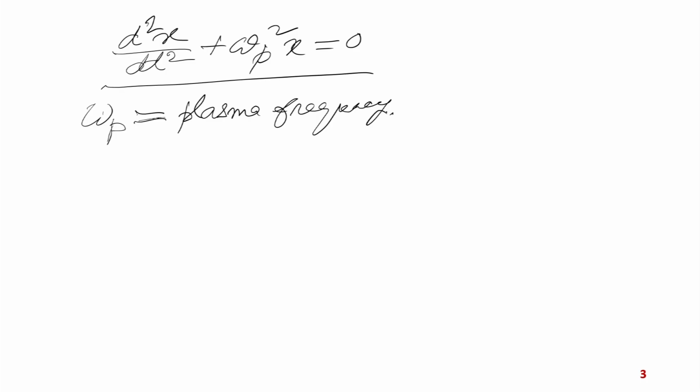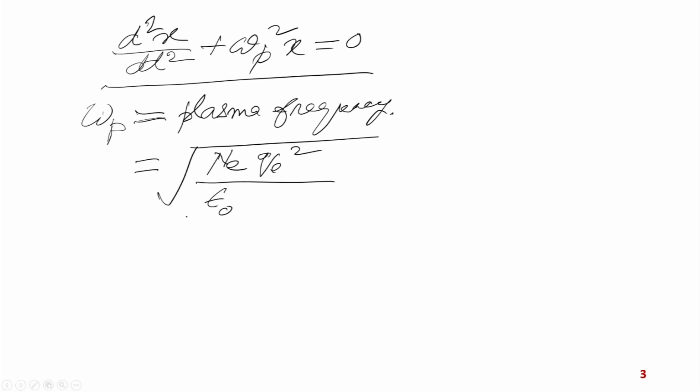Plasma frequency, and we have derived this expression: it is equal to the square root of n, the density of electrons per unit volume, multiplied by its charge squared, divided by epsilon 0, the permittivity of free space, multiplied by the mass of the electron. So, this represents the electron plasma frequency.